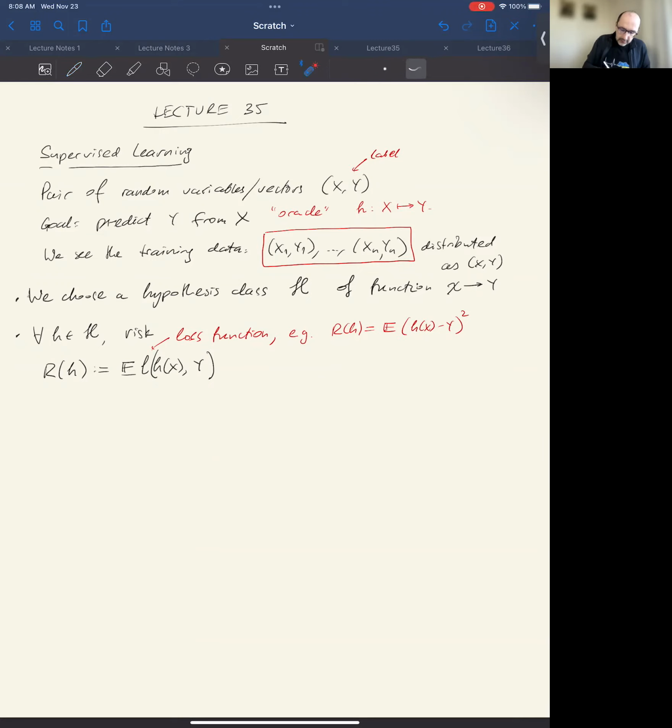So we evaluate this risk for each h from the class, and ideally we would like to choose the best one, h star, the one that minimizes the risk over all possible candidates from the hypothesis class. The problem with this is that we can't evaluate the risk because we can't take expectations. We can't take expectations because we don't know the distribution. We only see this data. So we can't take the full expectation. So instead of taking expectation over the entire distribution, we take expectation over the sample. And that becomes the empirical risk. So let me mark this as not computable.